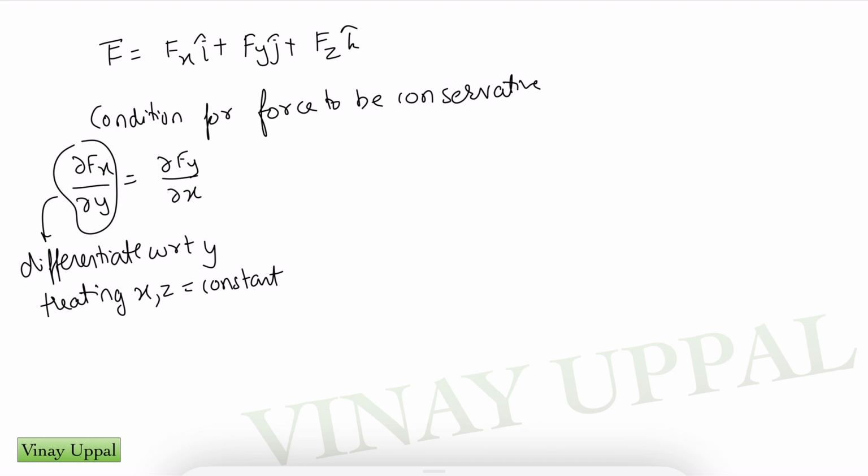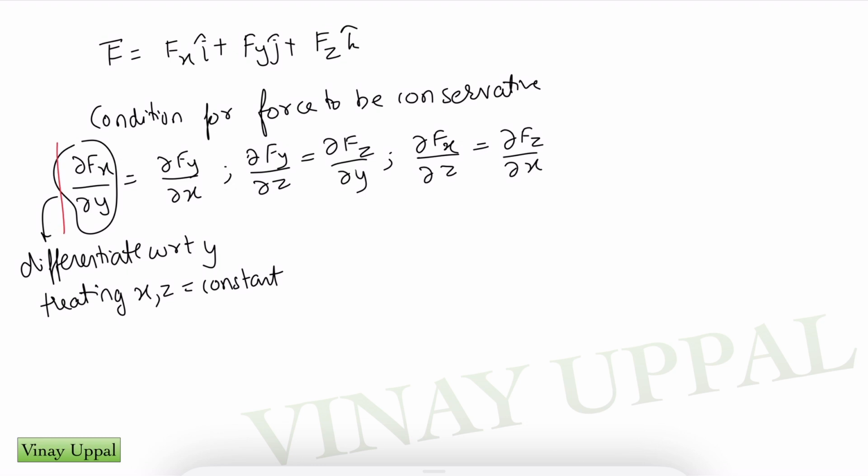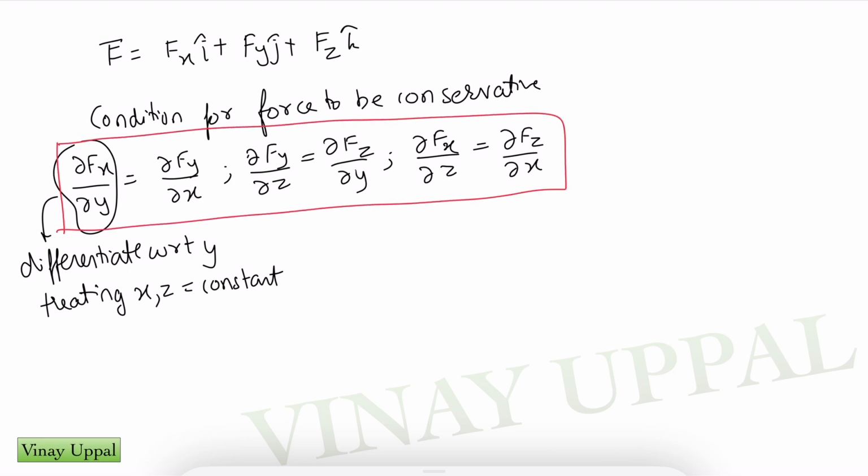So along with this, we also require the other pairs. Del fy by del z should be equal to del fz by del y, and del fx by del z should be equal to del fz by del x. So this set of three equations must be satisfied in order for the force to be called conservative. So if I give you an example, suppose the force is 2x squared y i cap plus 2x cubed by 3 j cap. Suppose I want to check whether this force is conservative.